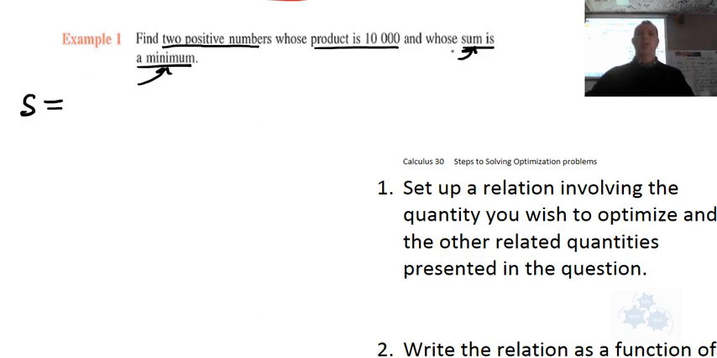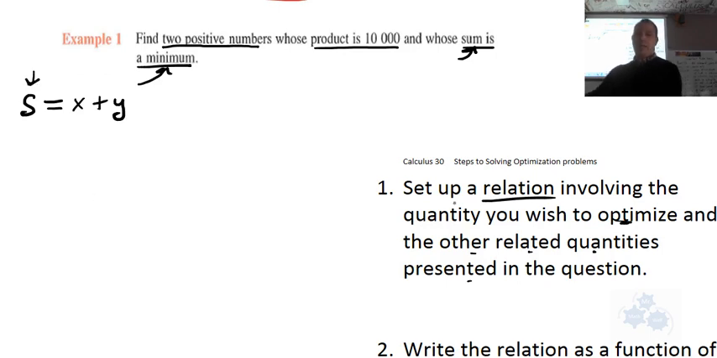Well, in this question, it's just the sum of the two numbers, two positive numbers who have a minimum sum. So let's make the numbers x and y. So that's what I'm trying to minimize right there. So that's the first step. Set up a relation involving the quantity you want to optimize and the other related quantities presented in the question. So these are the two numbers. There's the sum. I'm trying to optimize the sum right here.